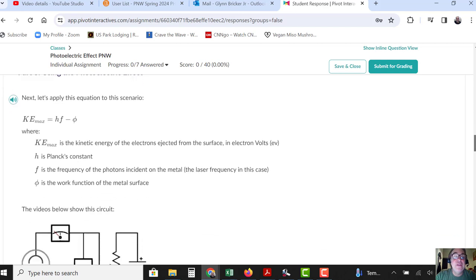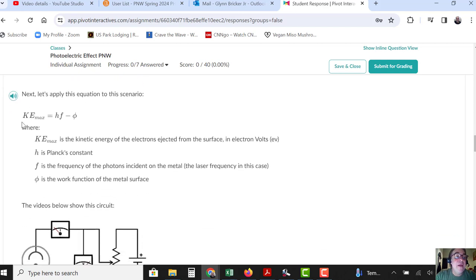So here's the equation that you saw from chapter 28. Maximum kinetic energy is hf minus phi. So h is Planck's constant. This is the work function. So the maximum kinetic energy is whatever's left over after overcoming the work function; electrons get some kinetic energy. That's what this represents. h is Planck's constant. f is the frequency of the incident photon.